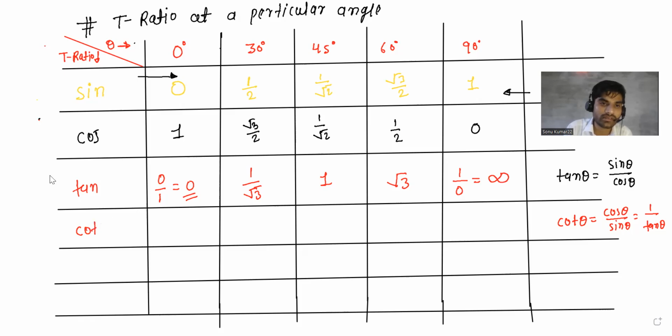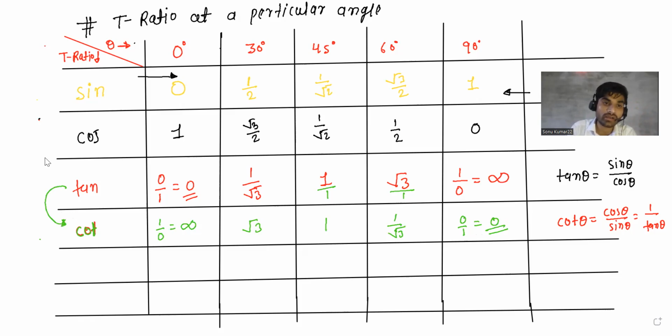Let me change the color. Okay. Now the cot value. Cot 0: the reciprocal of 0 is 1 by 0, and 1 by 0 is infinite, meaning not defined. The reciprocal of 1 by root 3 is root 3. And the reciprocal of 1 is 1 by 1. Here root 3 by 1 gives root 3, and here 1 by 0 means infinite. Then 0 by 1 means you are getting 0. The tan theta is the reciprocal of cot theta. You just take the reciprocal of this one and you get the answer.